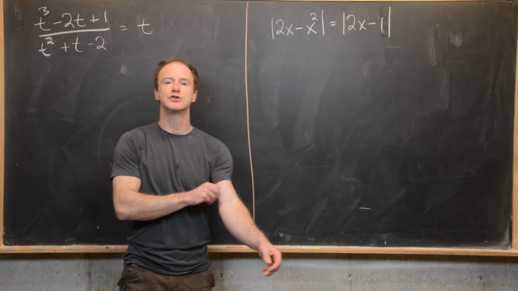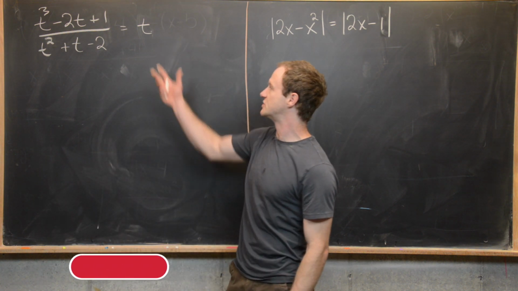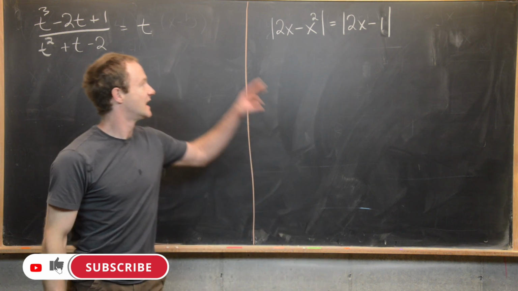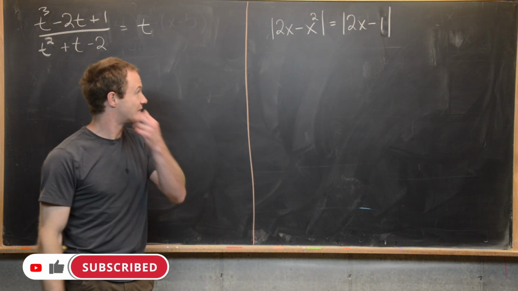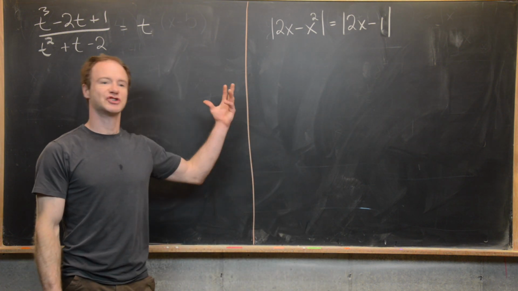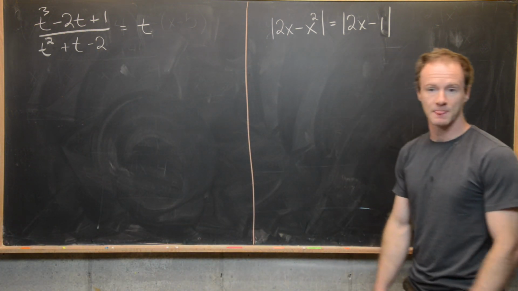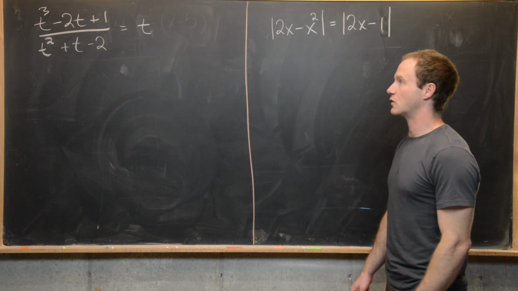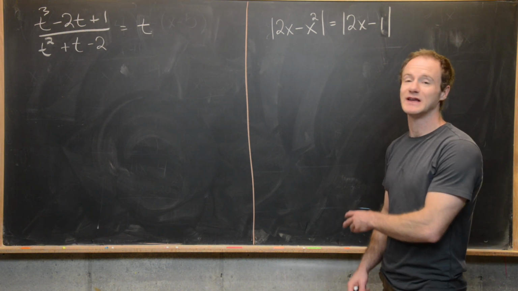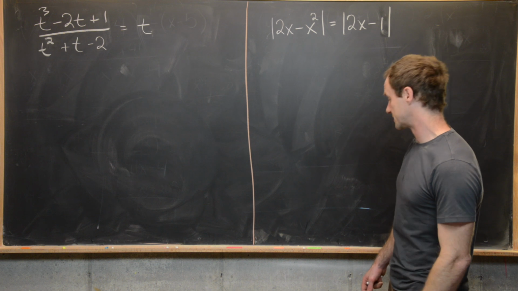Okay, here we're going to solve two equations. One of them is an equation involving rational expressions, and another one is an equation involving quadratic expressions with absolute values. So let's jump into this one first. So my strategy whenever solving rational equations is to get rid of the denominators as quickly as possible.